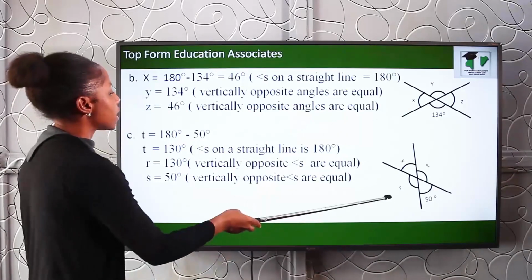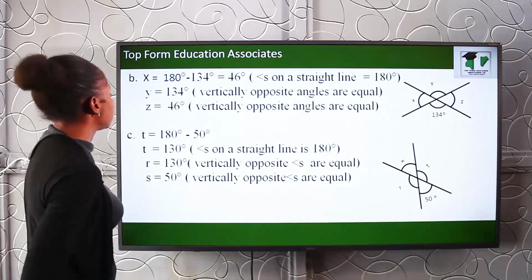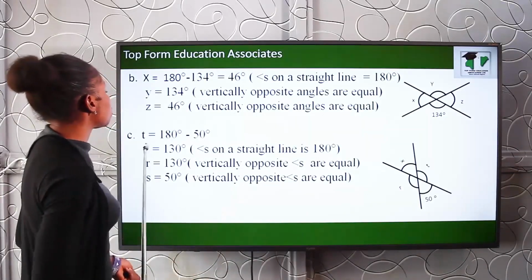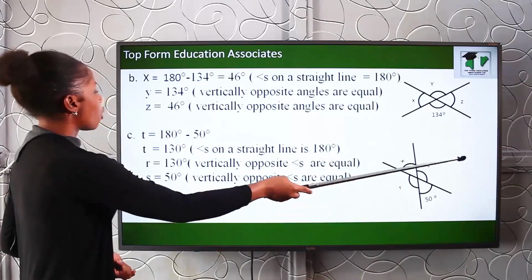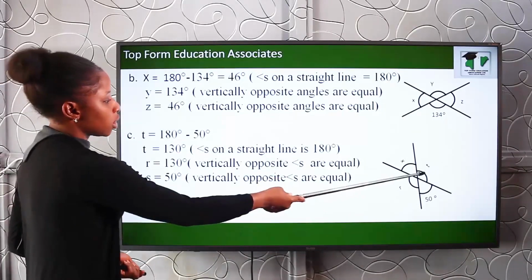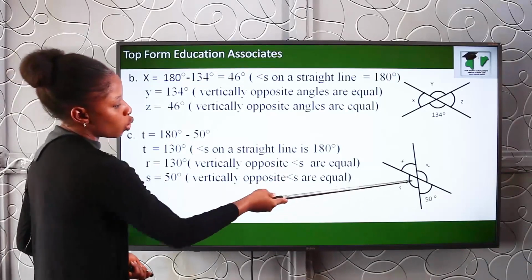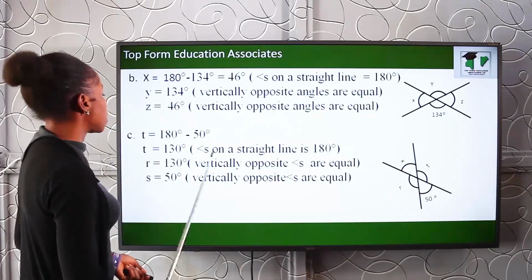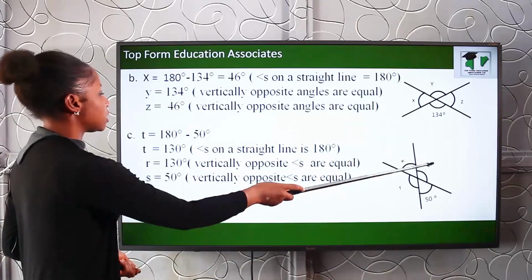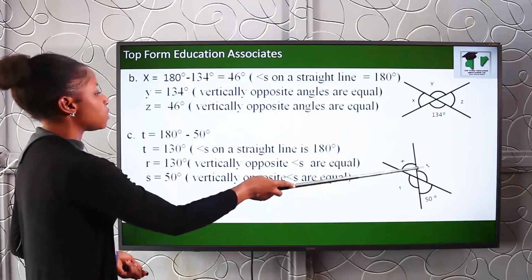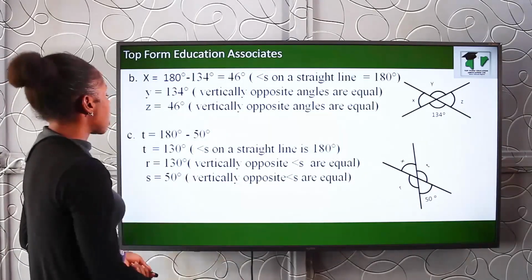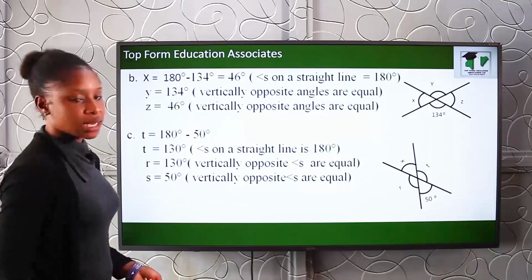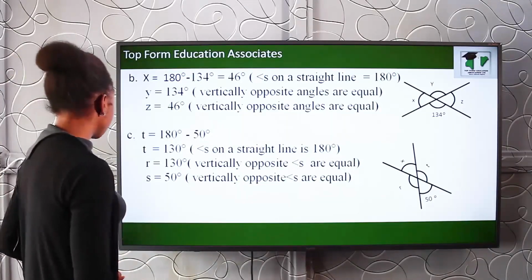Now, in this diagram, we're asked to find the value for x, r, and t. Similarly, like what we did here, we're going to subtract 50 from 180 to get t, because they are angles on a straight line. When you do that, you're going to get 130. Now, when you get 130 as t, r is also going to be 130 because they are vertically opposite angles. And also, x is going to be 50 because they are vertically opposite angles.